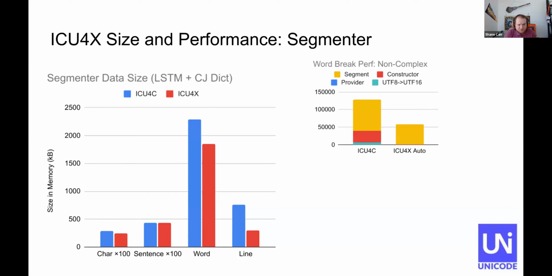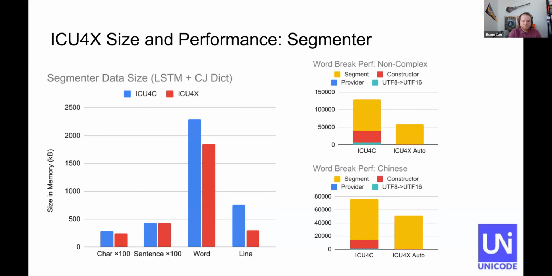In terms of performance, we've also been able to realize some gains here. So for word break performance on non-complex scripts, this is English, German, French, and any languages that use spaces basically, ICU4X was able to be about 50% faster for non-complex scripts and about 30% faster for complex scripts like Chinese, as you can see here.